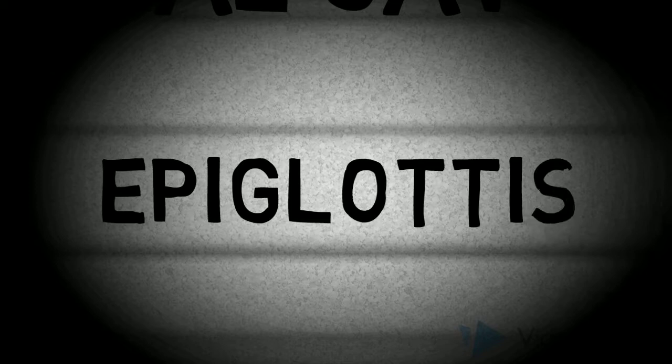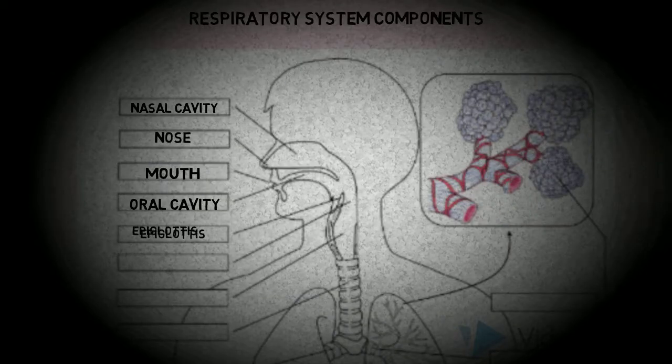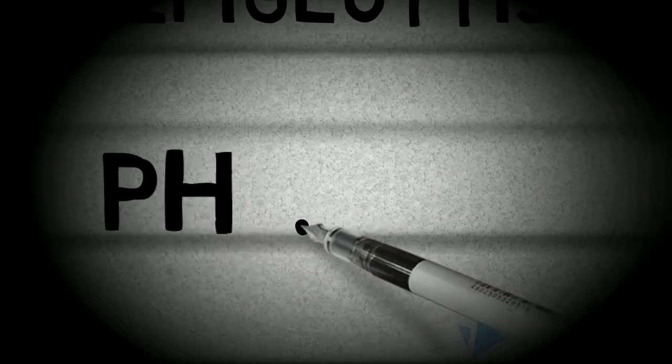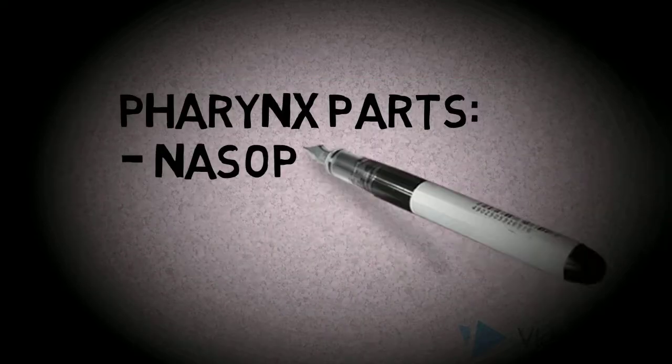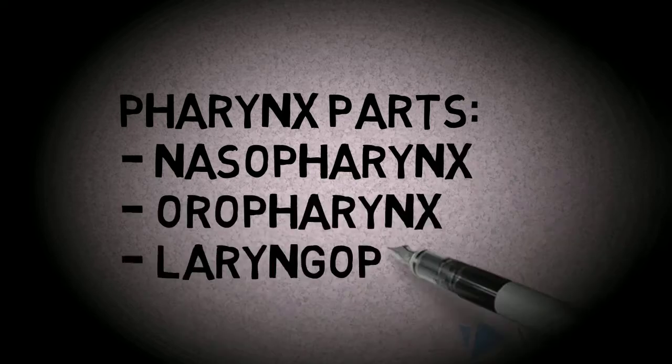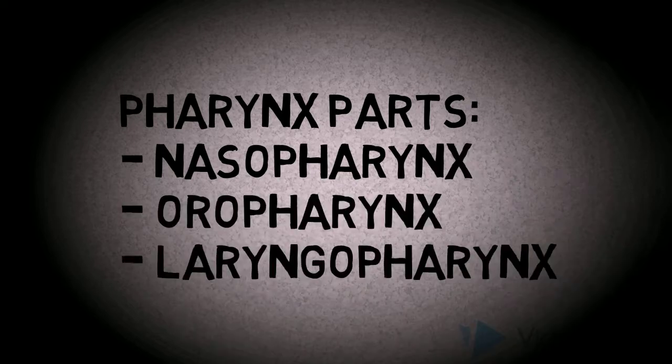The epiglottis is a cartilage flap that allows food to go into the esophagus and air to go into the lungs. The pharynx is a cavity that consists of both nose and mouth regions. The pharynx consists of three parts: the nasopharynx, the oropharynx, and the laryngopharynx.